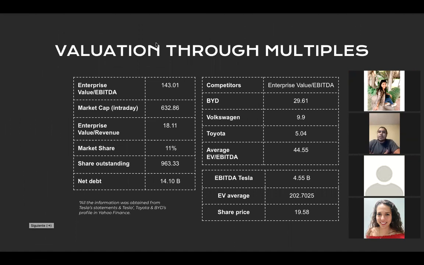For the valuation through the multiples, we use this indicator to compare the actual situation of Tesla company in order to be able to compare it with other companies in the same sector. As we can see, the share price of Tesla is 19.58, and comparing to Volkswagen and Toyota, we use the enterprise value. Next slide, please.